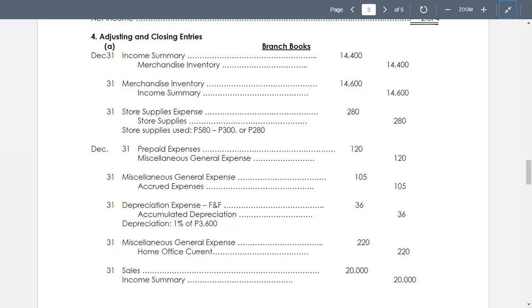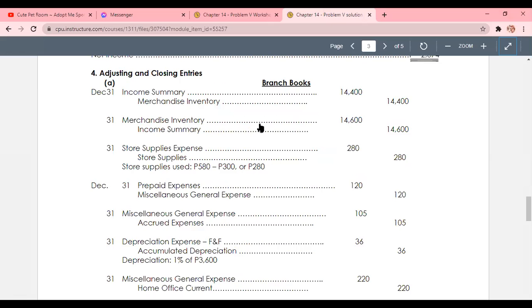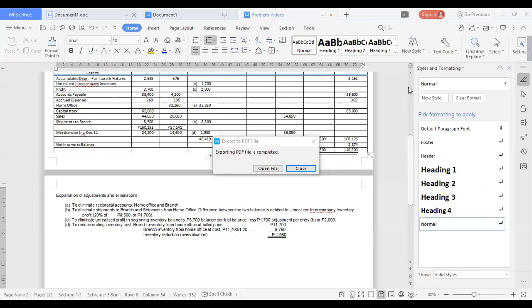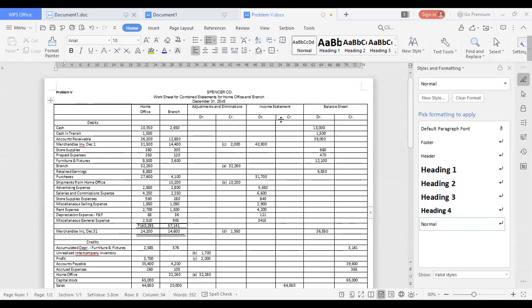The closing entries of the home office. In that case, we are going to debit the accounts with credit balances and we have to credit the accounts with debit balances. So the next entry now is to debit sales. We now debit sales for the sales of the branch. We debit sales for 20,000 and credit income summary.